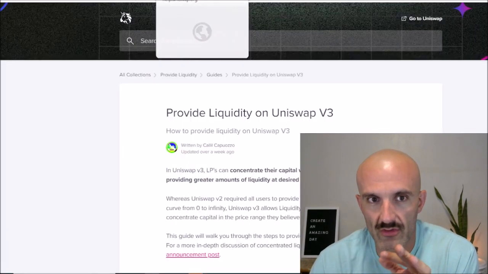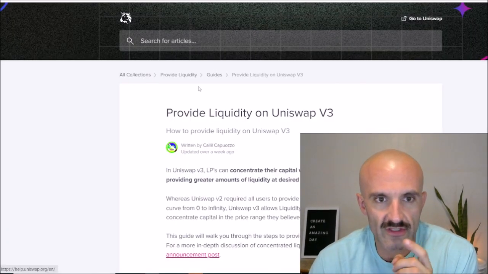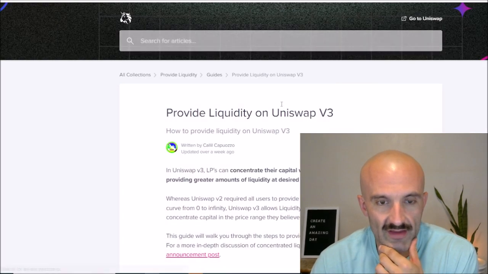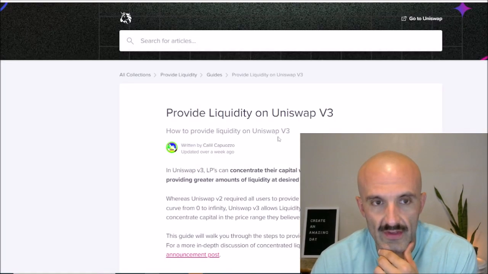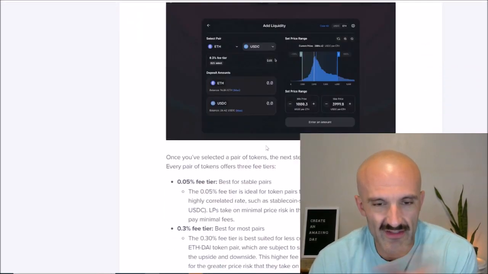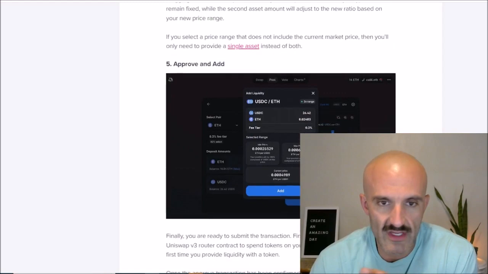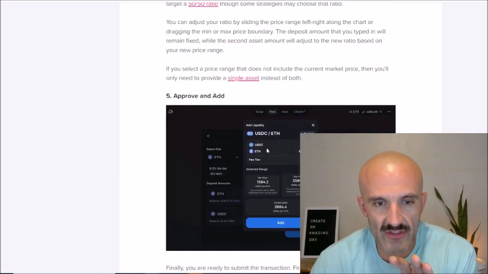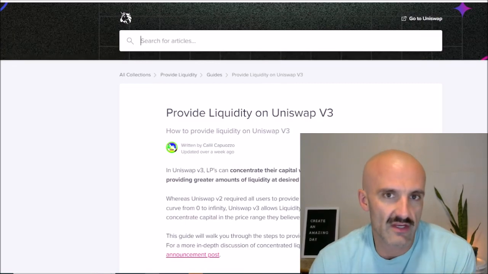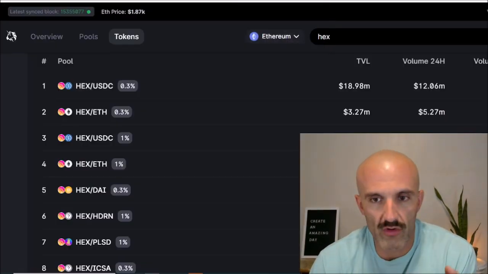Let's get into a resource where you can learn more about this stuff. If you just literally Google Uniswap Liquidity Providing and click on that, I think it was the first link there, right? This is help.uniswap.org for articles here. This is awesome. You can read through this and understand a lot more information about liquidity providing. It's got 5 little steps here, kind of going into what I'm talking about, but just in word form.